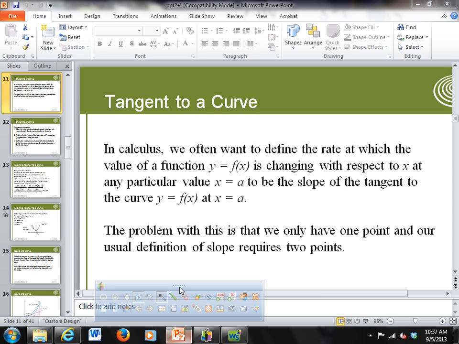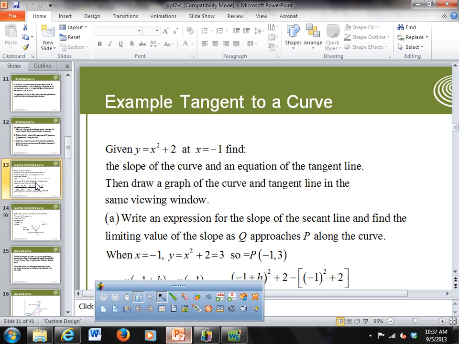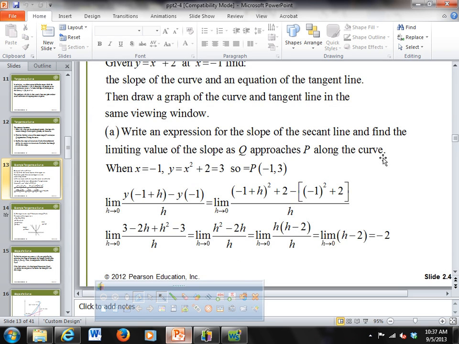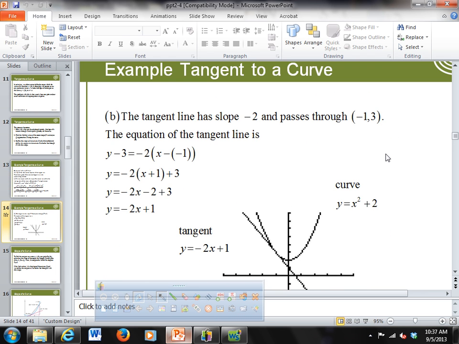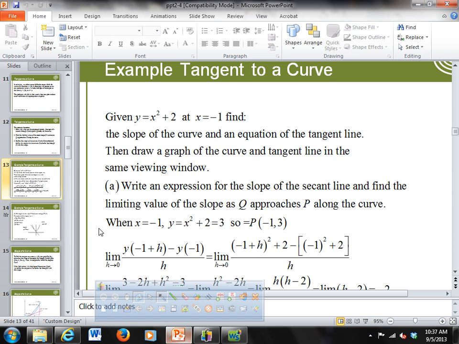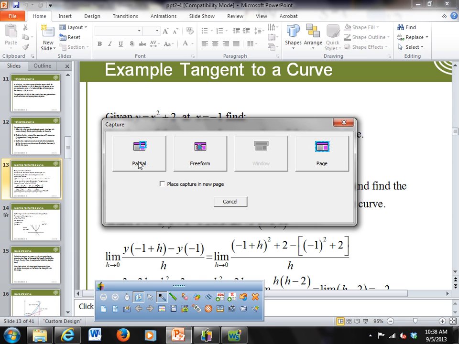So I'm going to use this example, which is on slide 13. Yes, this one. Okay? So what does the question say? We're going to actually do this problem. Well, find the equation. Okay. So I'm going to take a picture of it so it doesn't look confusing to you guys.